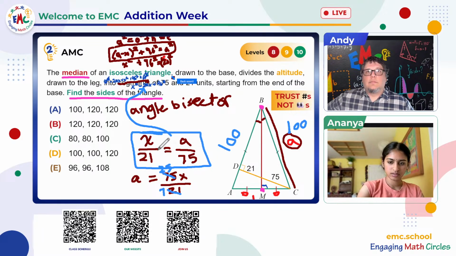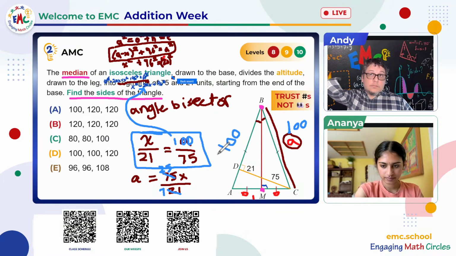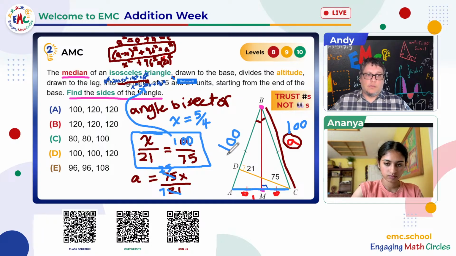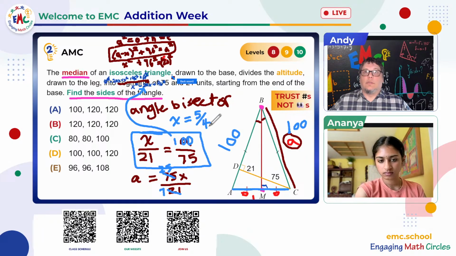So 100 over 75 equals x over 21. So 100 over 25 is 1 and 1/4. X is 5/4. So this must be in ratio 5/4 to 100. Or 4/5.